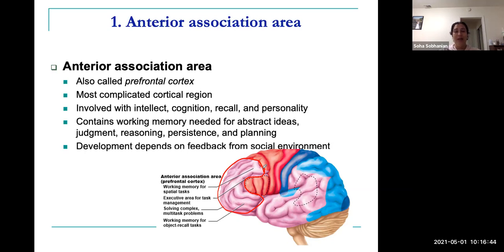Development of this part, and I really want to highlight this idea, guys, depends highly on the social environment that you grow up in and the feedback that you receive from that environment. So basically, it tells you how you behave in a society based on the feedback you receive.